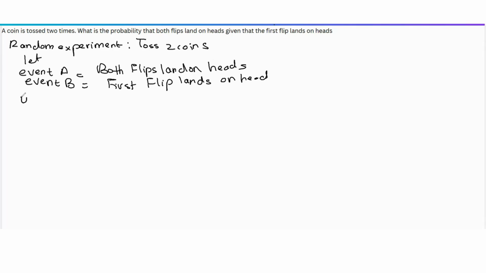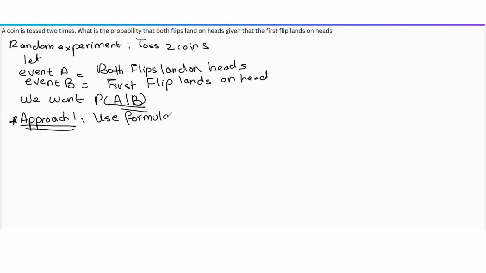What we want to find is the probability of both flips land on head, i.e. the probability of A, given that the first flip lands on head, so probability of A given B. So we're interested in this conditional probability. Now, we'll use two approaches here. One is using a formula, and the other is using a reduced sample space. So approach one is use the formula.